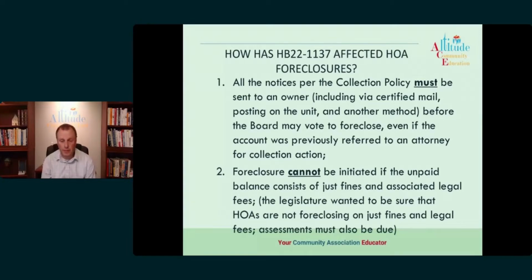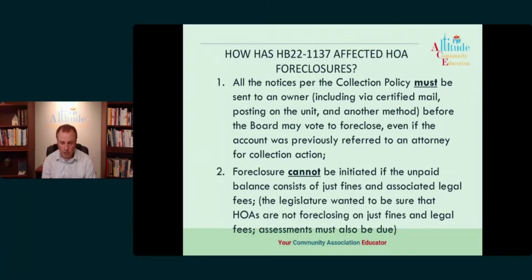Now, if this file has been with an attorney since before the enactment of 1137, 1137 never would have been complied with. So in those cases, even though you've had it with our office before then, or any other attorney's office, before they can move forward with foreclosure, you're going to have to go through your new collection policy again and make sure that all of the requirements of 1137 have been met. Unfortunately, because it's a new action, those are the steps that are going to have to be taken.